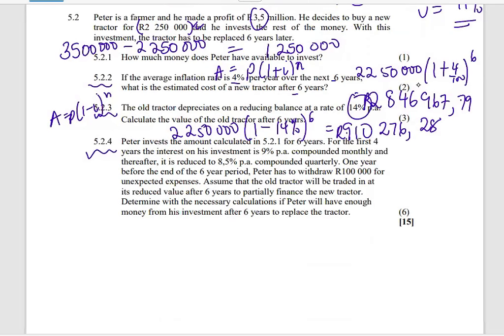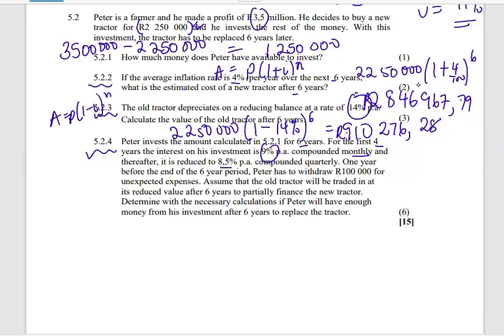And then 5.2.4, Paul invests the amount calculated in 5.2.1 for 6 years. But for the first 4 years, the interest is 9% per annum compounded monthly, and thereafter it reduces to 8.5% compounded quarterly.